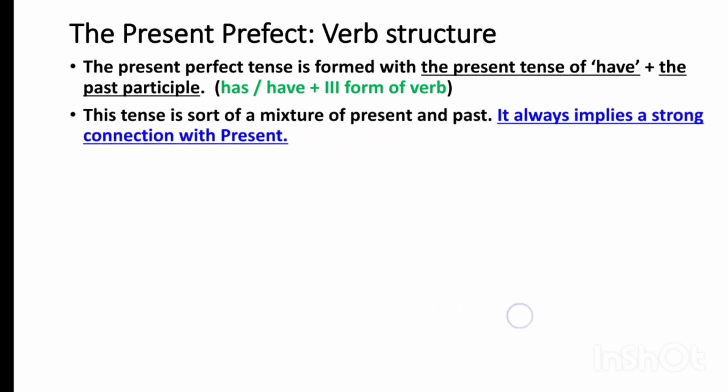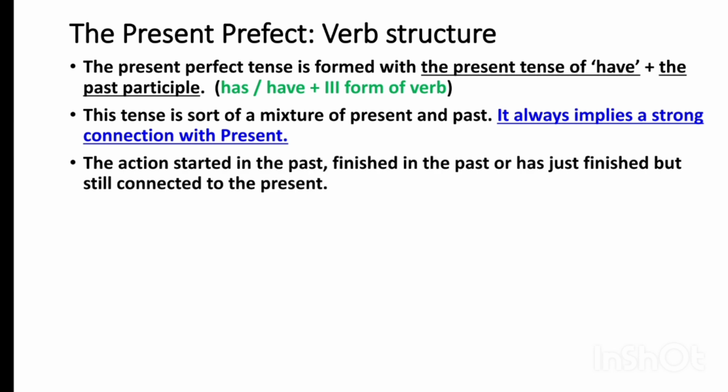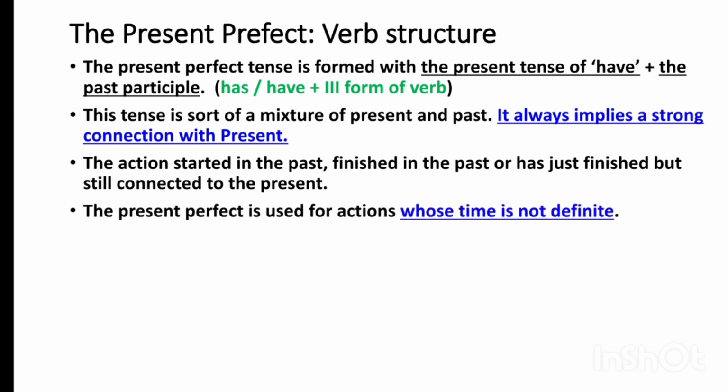Actually I have already made it clear to you that present perfect tense is a mixture of present and past. And remember this line. Actually this has been underlined. It always implies a strong connection with the present. The action started in the past. This is the tagline that you have to remember about present perfect. The action started in the past, finished in the past, or has just finished but is still connected to the present. The action that has been finished in the past but connected to the present, लेकिन present के साथ जुड़ा हुआ है.